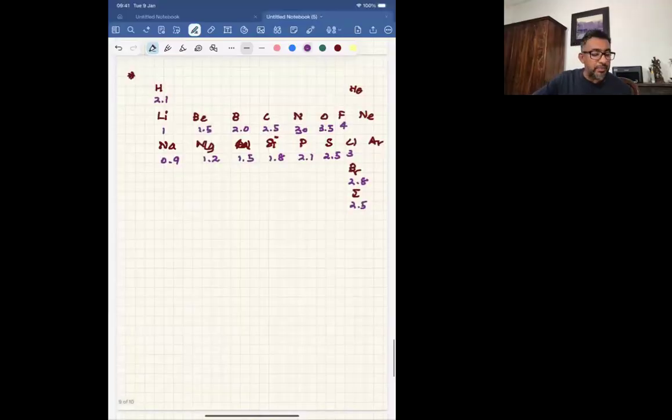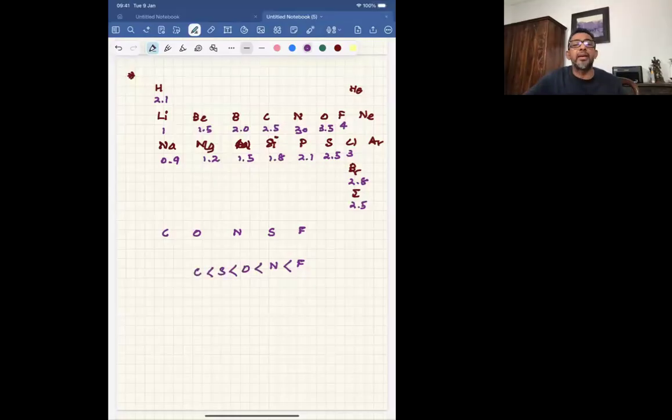That's how the variation takes place. If you look at carbon, oxygen, nitrogen, sulfur, and fluorine, you know fluorine is the most electronegative. Then comes oxygen, then nitrogen. If you look at carbon and sulfur, sulfur is slightly more electronegative than carbon. All these other elements are like that.